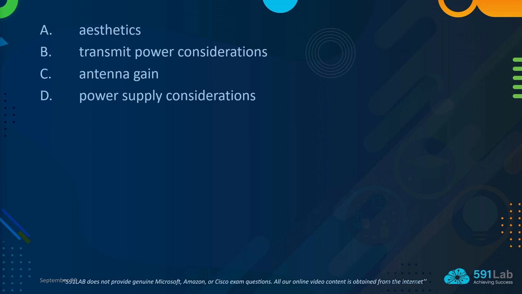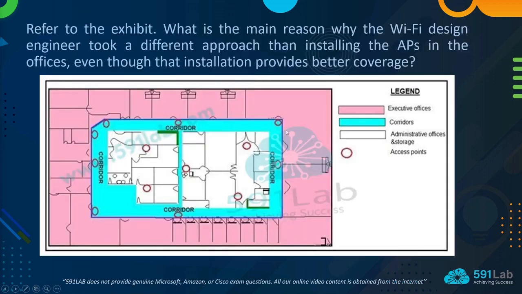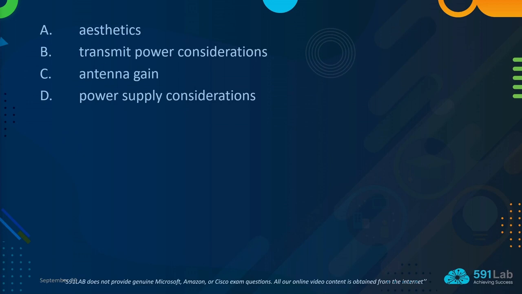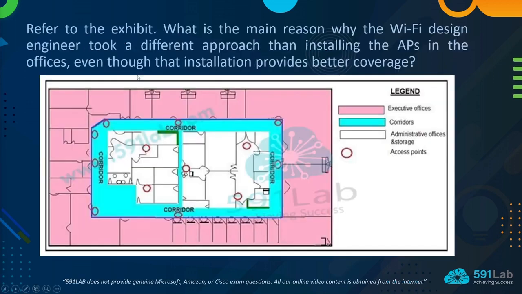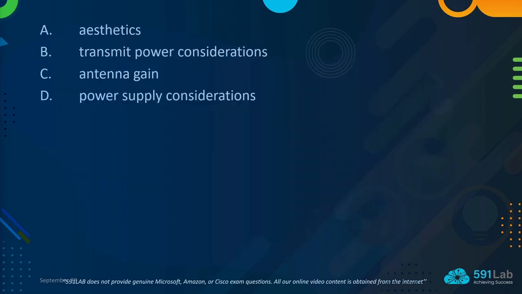So let's eliminate wrong answers first. I'm going to start with the transmit power consideration. When we talk about the transmit power, regardless of the position of the AP, it will not change. So we should not consider this at all. It should not change whether we install it here or in the far corner. So we can eliminate definitely that option. Antenna gain, again, it's not going to change whether we put it in the executive offices or not. So that's definitely not an answer.